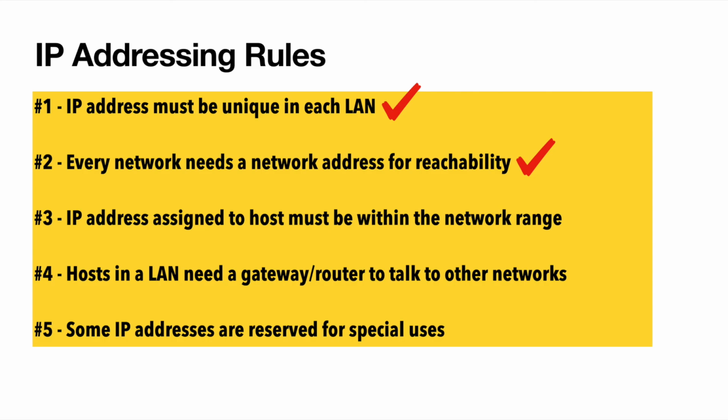Okay. In this video, we've talked about the first two IP subnet rules. To recap, remember that the IP addresses used by the hosts in a single LAN have to be unique. This is to prevent IP conflict that can result in connectivity issues. Then, recall that for every network to be reachable, it needs to have a network address. In the next video, we will continue with the third and fourth IP subnet rules with more intuitive examples.